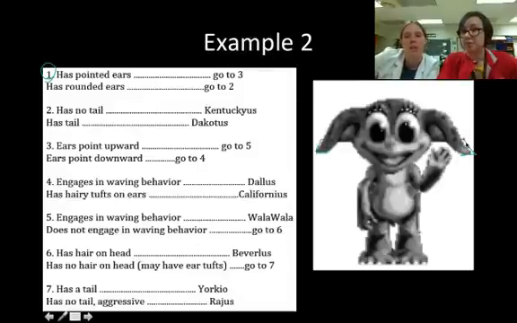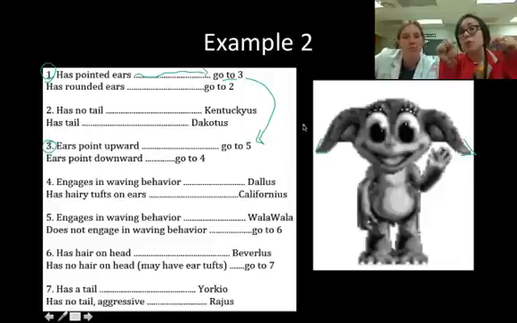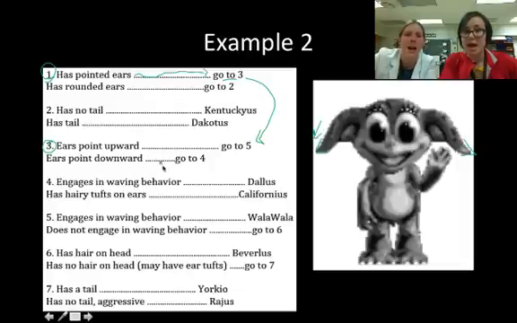I'm looking at my picture. I'm thinking these ears are definitely pretty pointy. I'm going to follow my direction and go to 3. All right, what do I got to do? Are ears pointed upwards or are they pointed downwards? These ears are a little bit droopy. They're definitely pointed down. So I'm going to make that choice, and I'm going to go to number 4.